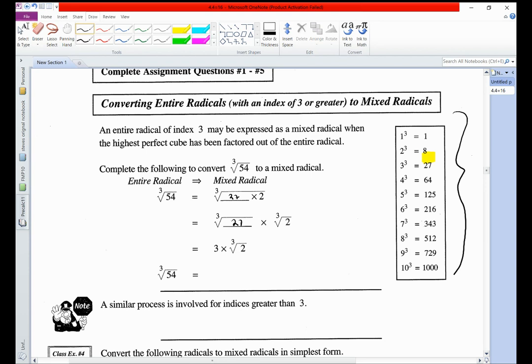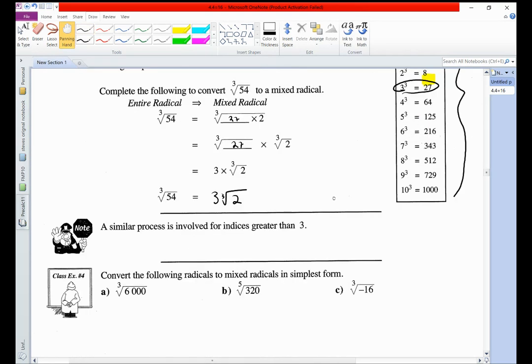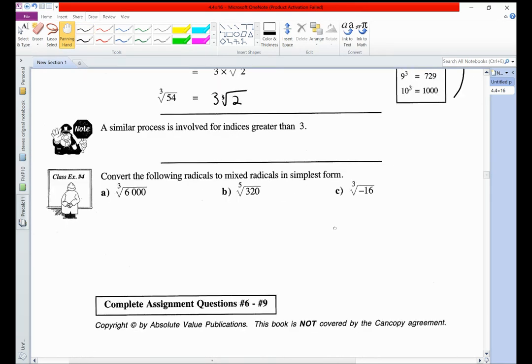The cube root of 27 times the cube root of 2. And then the cube root of 27 can just be written as 3, because we know that the cube root of 27 is 3, or 3 cubed is 27. And so now you can say that the cube root of 54 is the same as 3 cube root 2. It's a harder process. It is good to be able to do, but it does take a little bit more time.